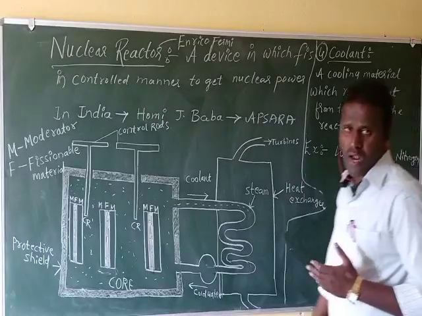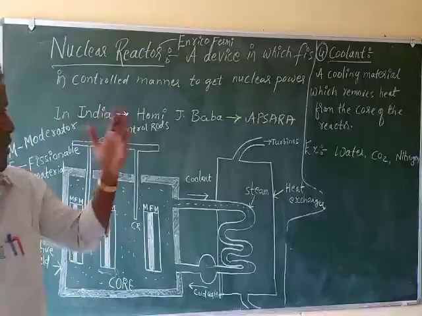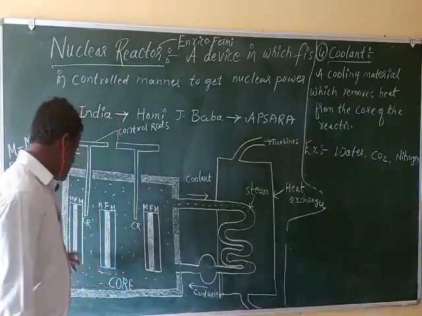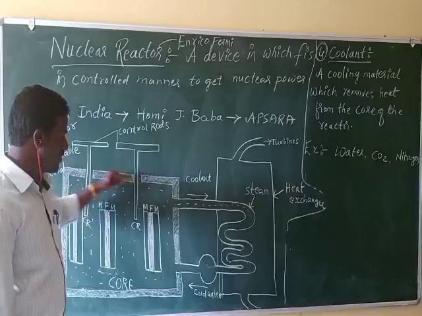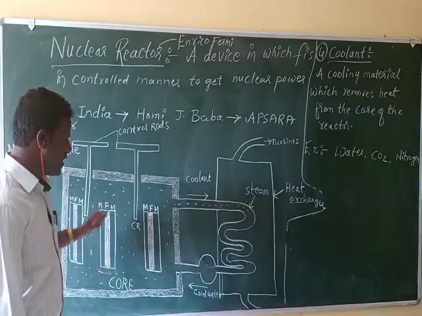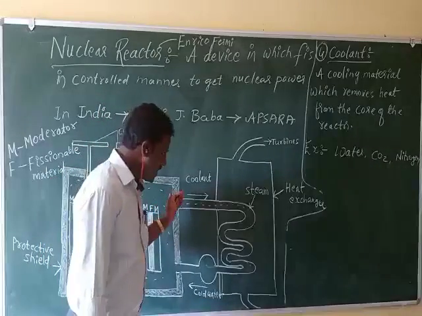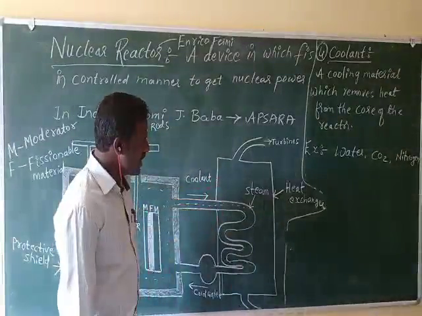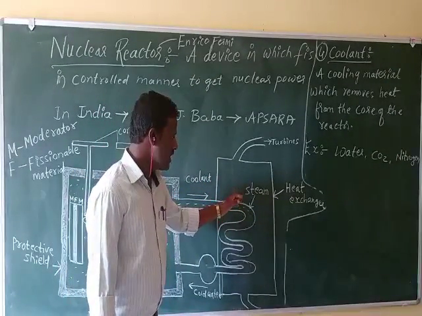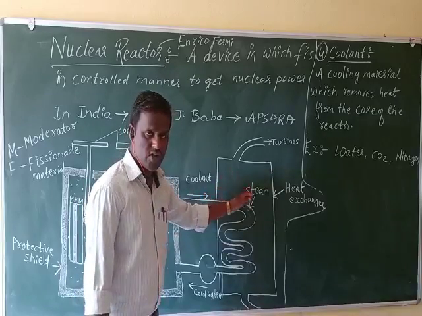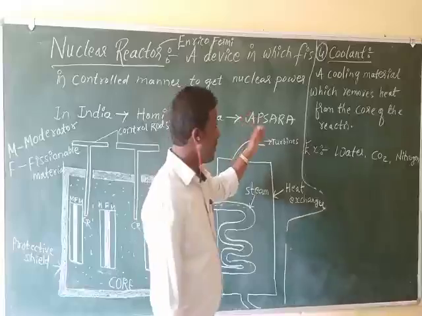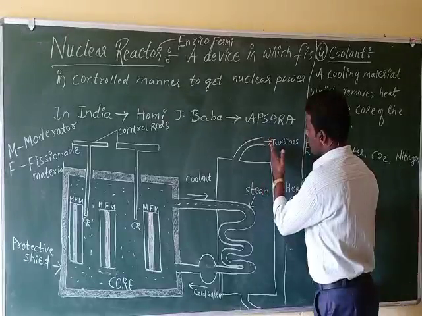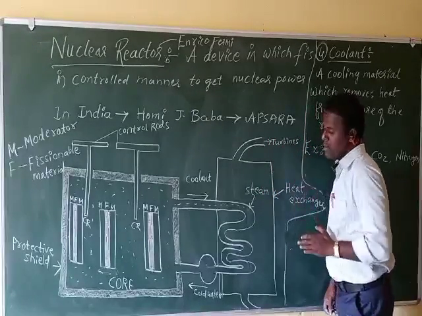So what is the function of coolant? Coolant is the system which acts as a cooling material. And what is the function here? Coolant removes heat energy released in the core of the nuclear reactor due to the fission process taking place. So it removes this heat energy and transfers it to the heat exchanger, and in the heat exchanger this heat energy is converted into steam, and this steam is used for further processing in turbines or generators. So the steam is used for running the turbines in the AC generator, and thereby electrical power is generated.